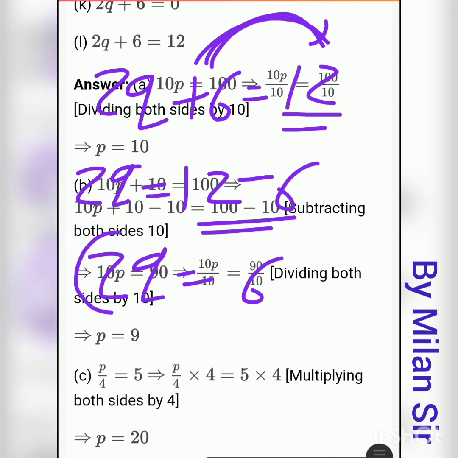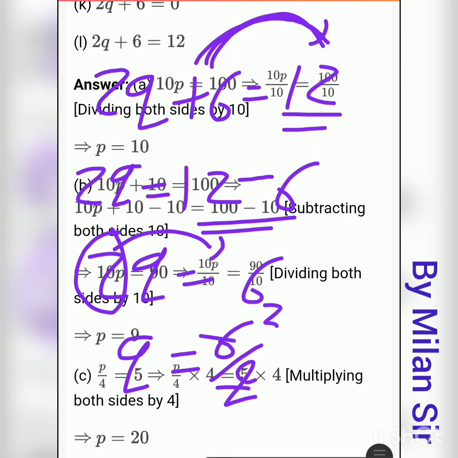Now transfer this 2 to the right hand side. Right now it is in multiplication. If we transfer it to the right hand side, it goes to division. So 6 divided by 2. So 2 3s are 6. Our answer is 3. So q is equal to 3. This is the solution.